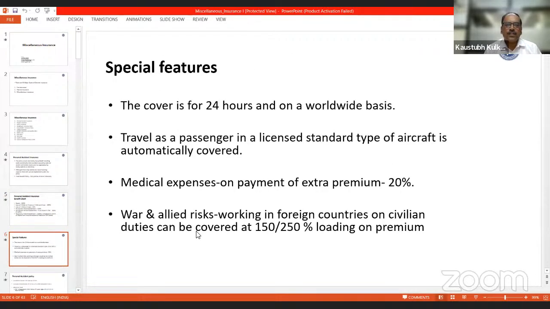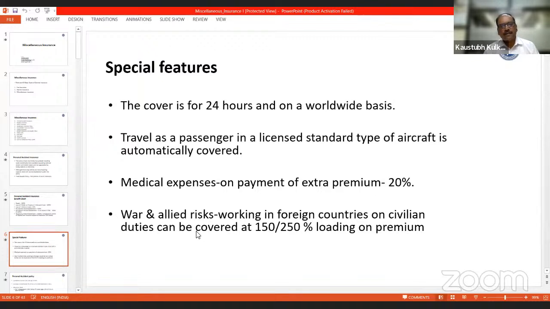There are certain special features of this personal accident insurance policy. The cover is for 24 hours and on worldwide basis. Please note, personal accident policy is not restricted for Indian territory only. It is a worldwide cover and it is covered for 24 hours. Second one, travel as a passenger in a licensed standard aircraft is automatically covered. Whenever a passenger is going by any standard type of aircraft, what is standard type of aircraft? That is a passenger aircraft. So when a person is a passenger, it is automatically covered under personal accident insurance policy.